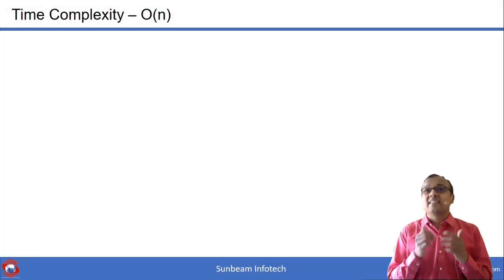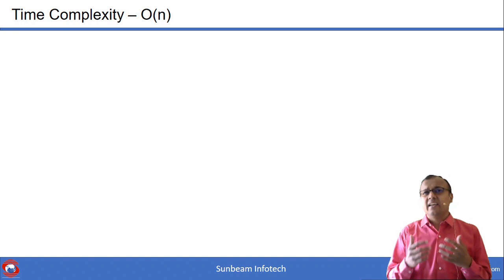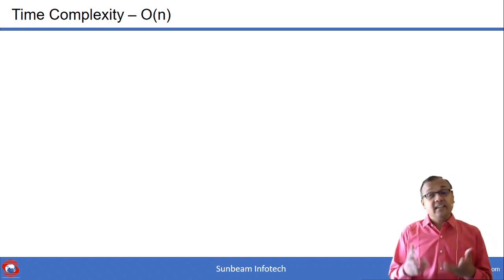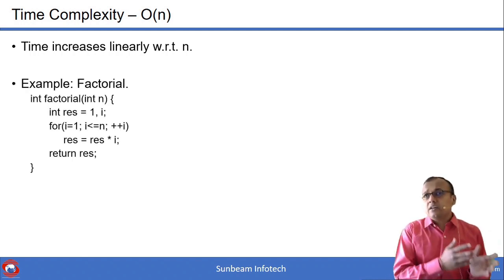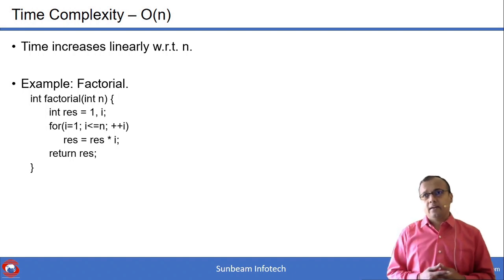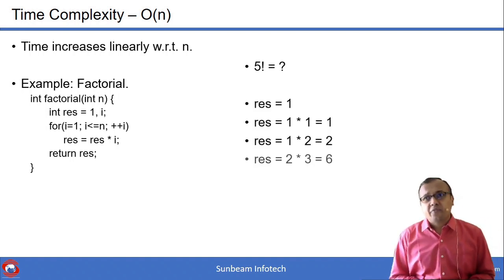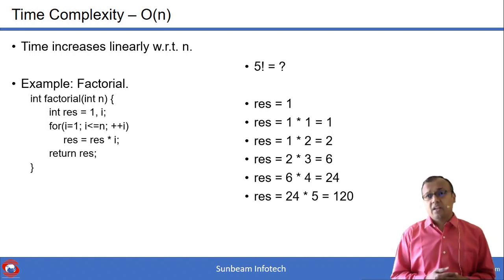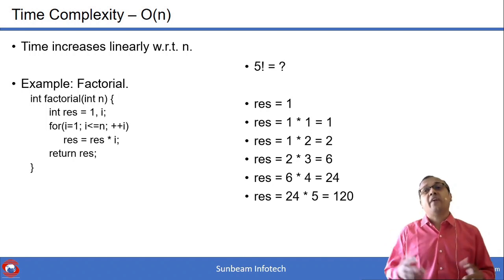In many of the algorithms, the time required is directly proportional to some value of n. Usually, n represents the number of elements in some dataset, but it can be any other factor. The simplest example would be a factorial. A typical factorial program is running a loop from 1 to n and doing multiplication to come up with the result. If you try to calculate the factorial of 5, the loop will be repeated 5 times. If you try to calculate the factorial of 500, the loop is repeated 500 times.